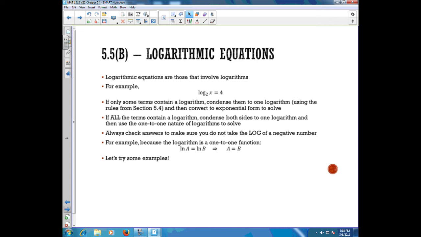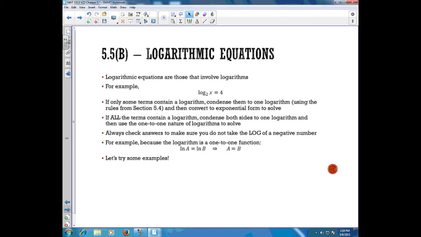As far as solving these equations goes, if only some of the terms contain a logarithm, we want to condense all those terms down to 1 using those rules, the power, product, and quotient rules. And then we want to convert to exponential form to solve the equations. If all of the terms contain a logarithm, then we're going to condense both sides into one logarithm. So you'll have two, one on the left-hand side and one on the right-hand side. And then use the one-to-one nature of logarithms to solve. Okay? Always check your answers and make sure that you're not taking the log of a negative number, which we'll do.